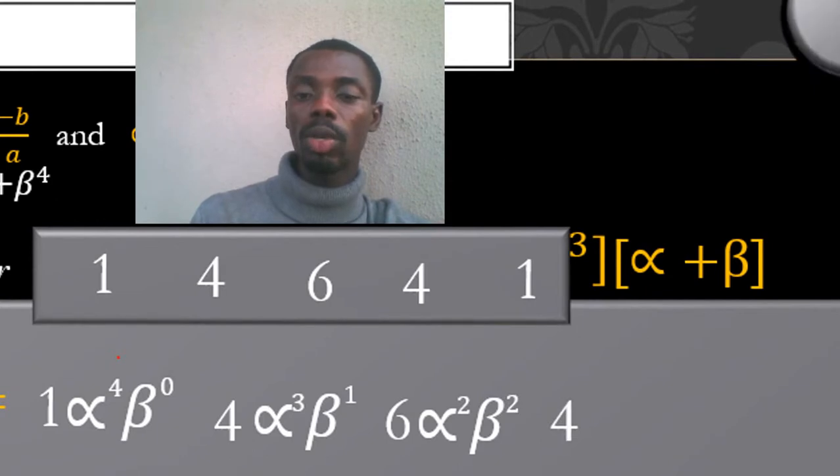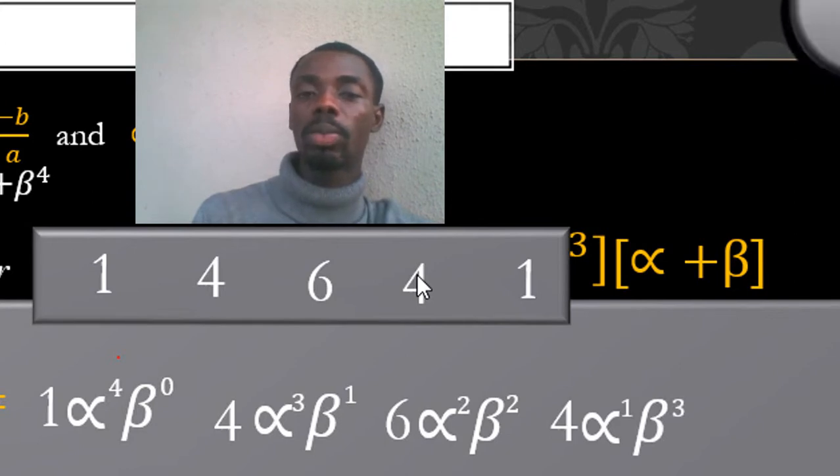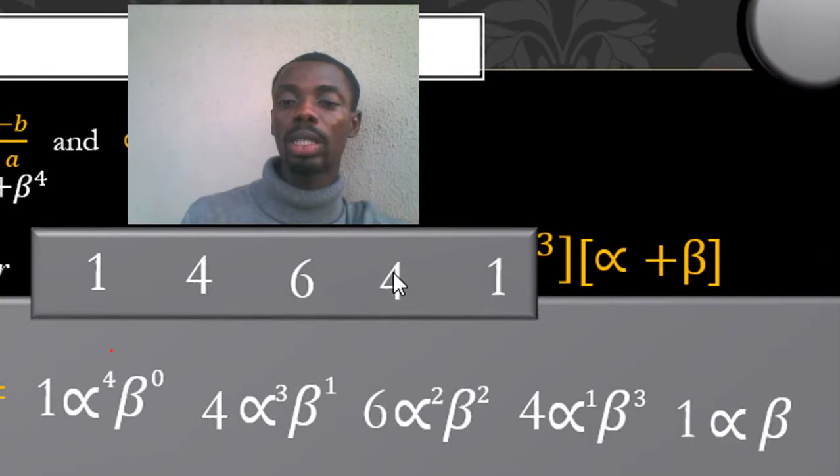The next coefficient is this 4. Then alpha is raised to the power of 1, and beta is raised to the power of 3. The last coefficient is 1, alpha raised to the power of 0, and beta raised to the power of 4.